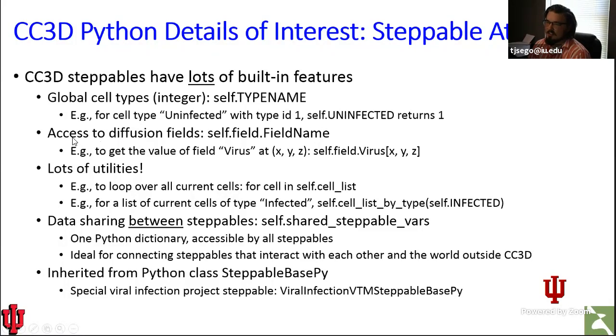If we get far enough along today, we'll also find that we can do things like accessing the value of diffusive fields at specific locations in a simulation domain.